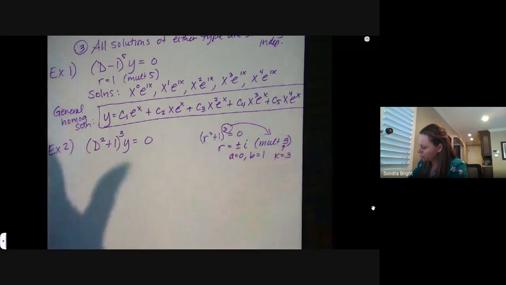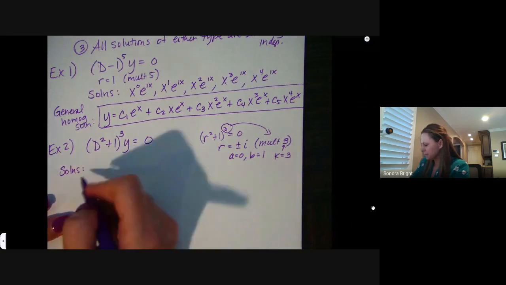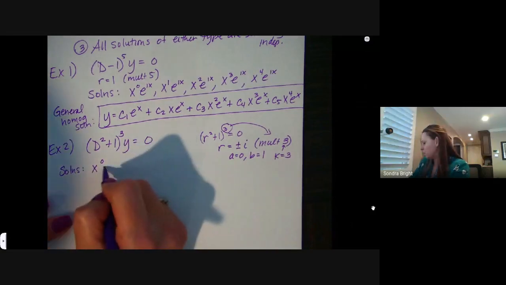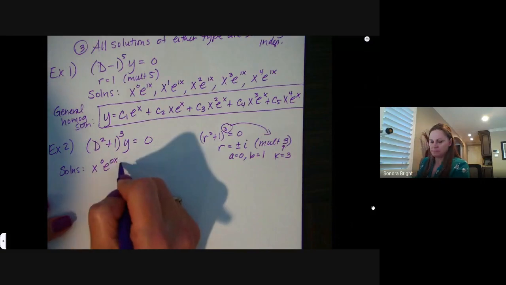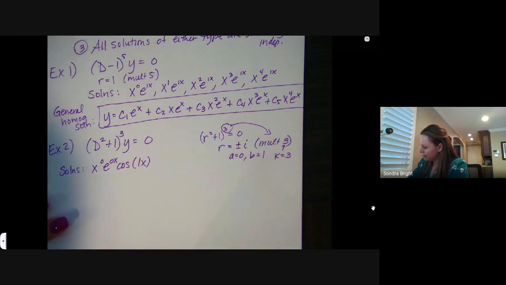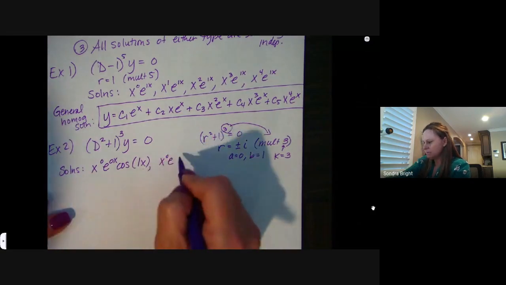And so your solutions would be what? Well, they would be x to the 0, e to the 0x cosine of 1x, and x to the 0, e to the 0x sine of 1x.